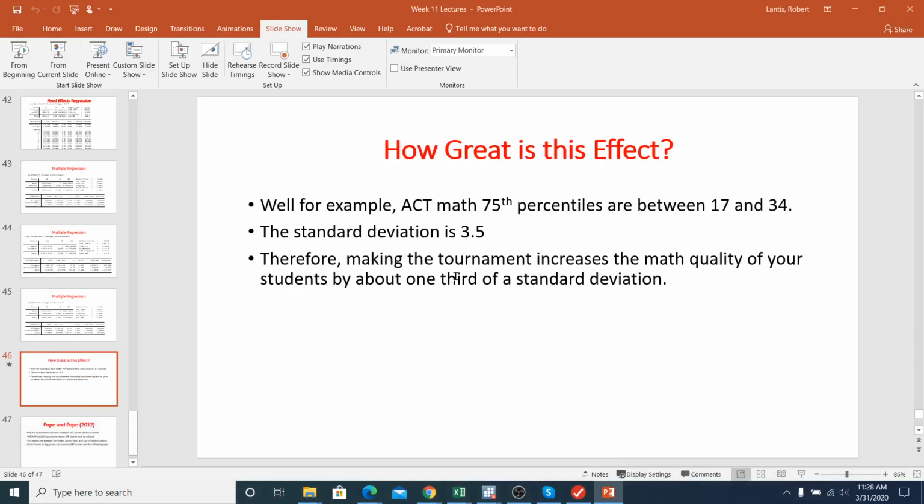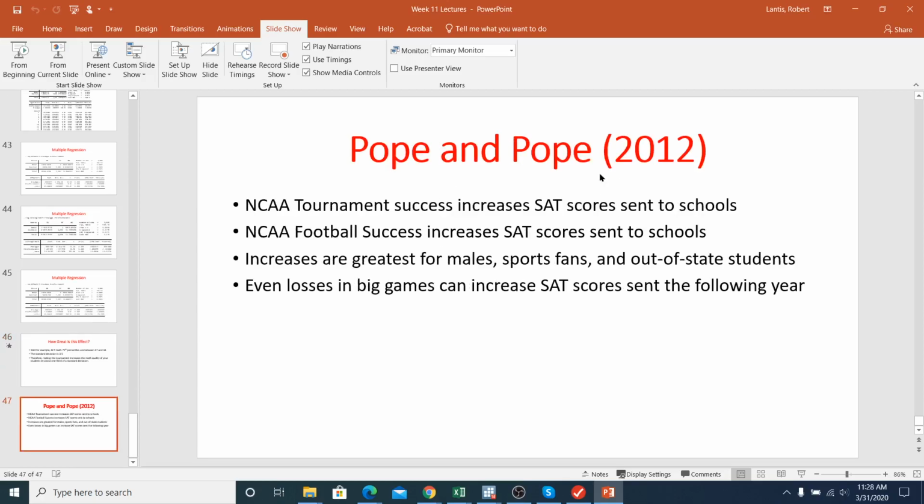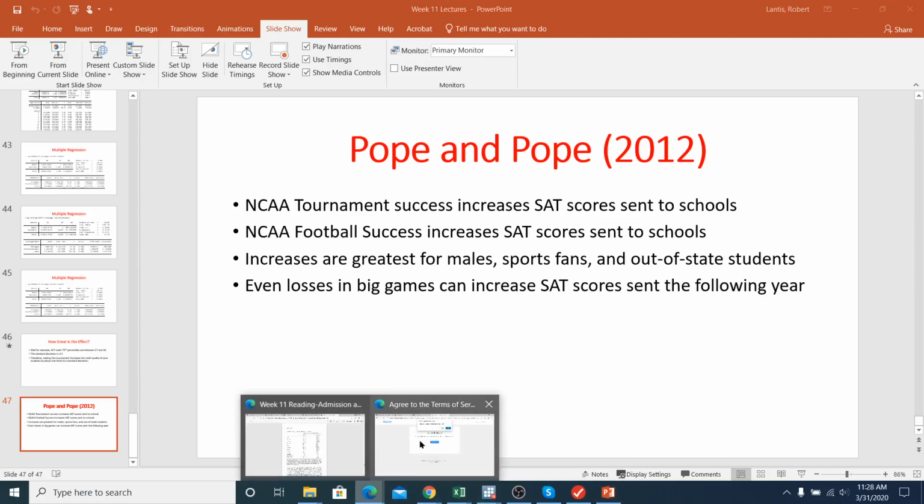Now, this week's reading is a similar idea. It's by Pope and Pope. Sorry, it wasn't 2014, it was 2012. So Pope and Pope had this very similar idea: does NCAA tournament or NCAA football success increase the SAT scores that are sent to these schools? When you take the SAT, you can designate a certain number of schools to send it to, as part of taking the SAT. And they asked, do schools get more of these SAT scores sent to them when they have tournament or football success? So we'll go to that paper.